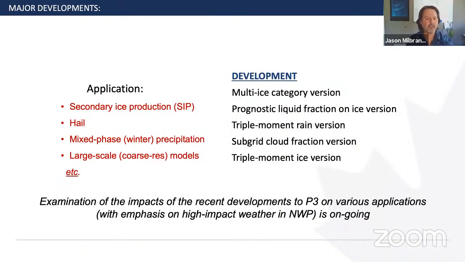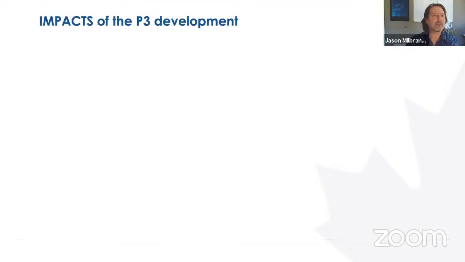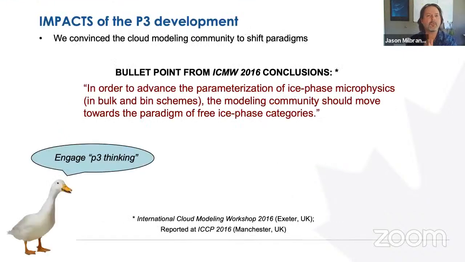So all that to say, we've had a few major developments going on, and we're still in the process of really trying to exploit those. From my point of view at Environment Canada, the emphasis is on improving the numerical guidance of high-impact weather elements. We've made a few advancements, some impacts in the community.